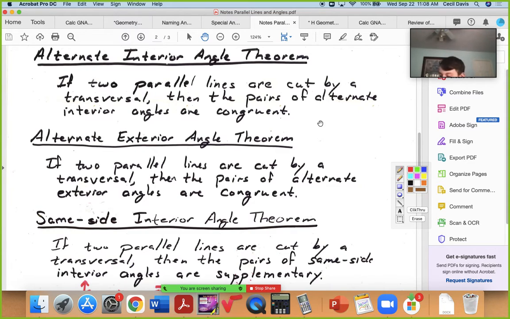But then the same side interior angles, were they congruent? Samantha, we're up this way. Were the same side interior angles congruent? Look at your piece of paper. Were they congruent? No, what were they? They were supplementary when the lines were parallel.